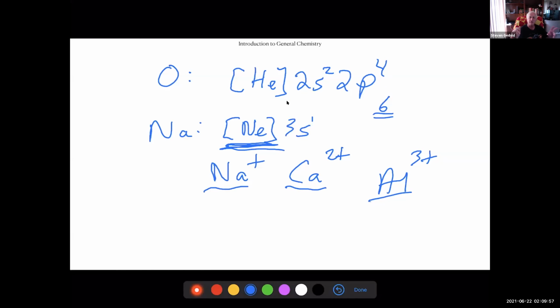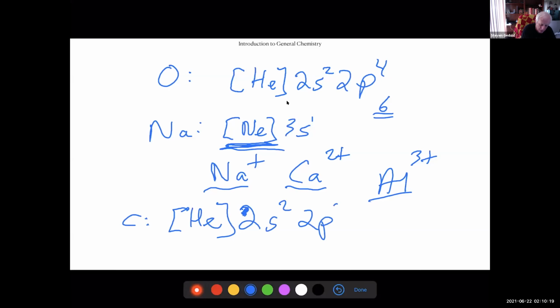Carbon has how many valence electrons? If we write the core for carbon, go back to the nearest noble gas for carbon, which is helium. And then carbon has 2s2 and 2p2. So how many outer or valence electrons does carbon have? 4. Carbon has 4.